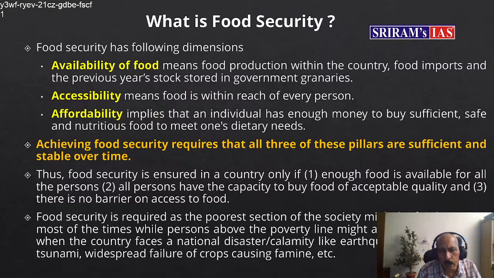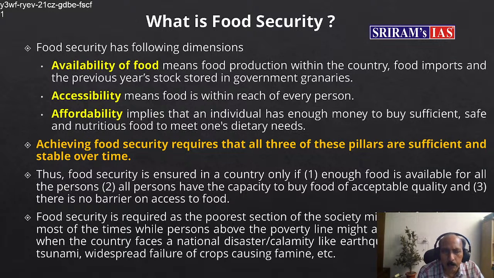But when we normally talk about food security, we are generally concerned with three important issues. That is the availability of food. Availability of food means food production within the country, or food imports, or the previous year's stock stored in government granaries. It means we have to ensure that adequate food is available in the country. Besides the availability, the other important thing is the accessibility. Food is there, stored in the stocks or godowns of the government. If it is not accessible to the needy persons, then it has no value.